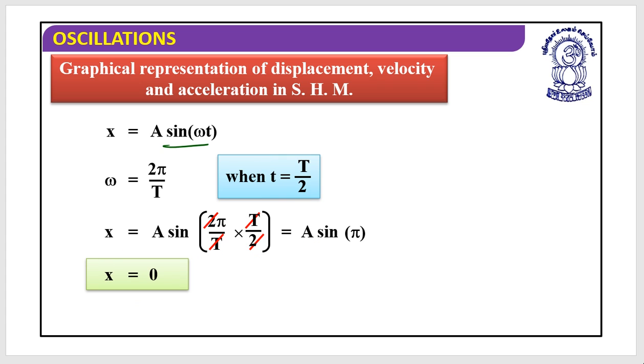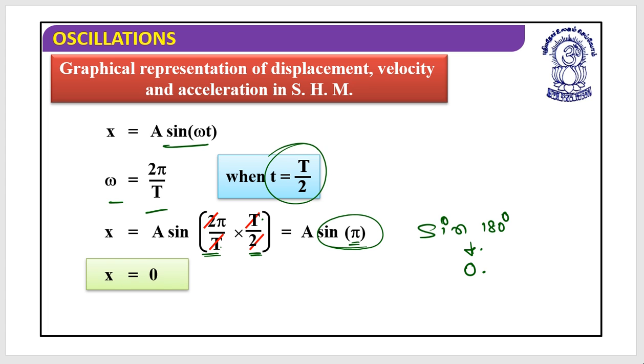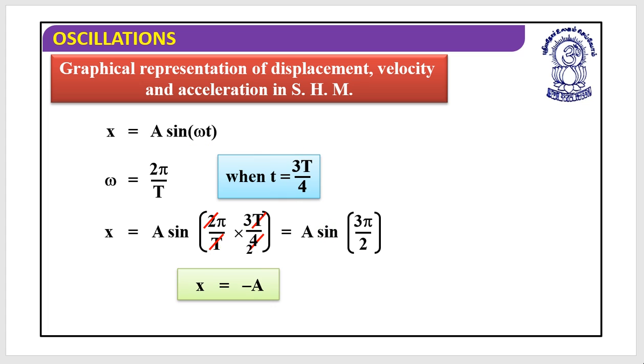In the same way, if x is equal to a sin omega t and the time is t by 2, then omega is equal to 2 pi by T. So this is a sin 2 pi by T into T by 2. This T and T cancel, this 2 has gone, and I am left with sin pi. And sin pi is sin 180 degrees, which will be 0. So x is equal to 0.